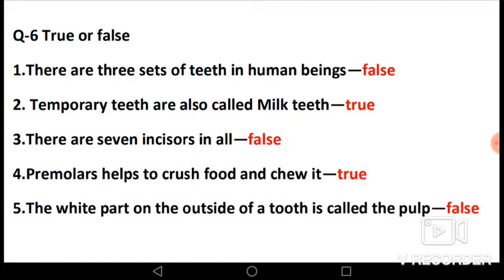Now fifth statement, the white part on the outside of a tooth is called the pulp. The statement is false because the white part on the outside of a tooth is called enamel.